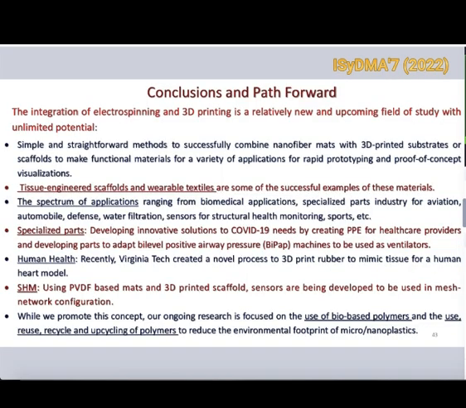So here is, I believe, the conclusion. The integration of electrospinning and 3D printing is a relatively new and upcoming field with unlimited potential. Of course, as I mentioned, this is a fairly new method for us, so I limited the examples. It's a simple and straightforward method to successfully combine nanofibers to make the scaffold and functional material for a variety of applications for rapid prototyping. We have made proof-of-concept visualizations. Different configurations for tissue engineering are possible, and also for wearable textiles. The spectrum of application is very large.